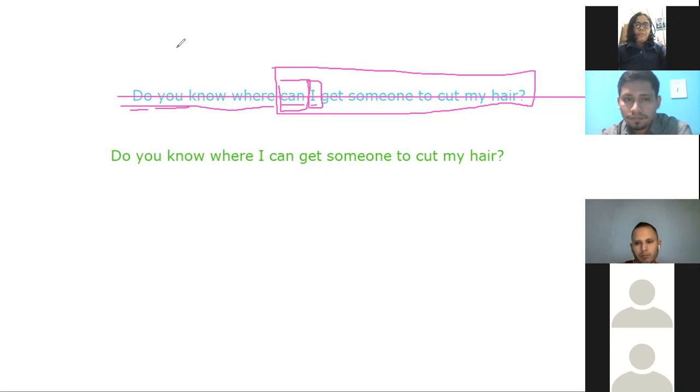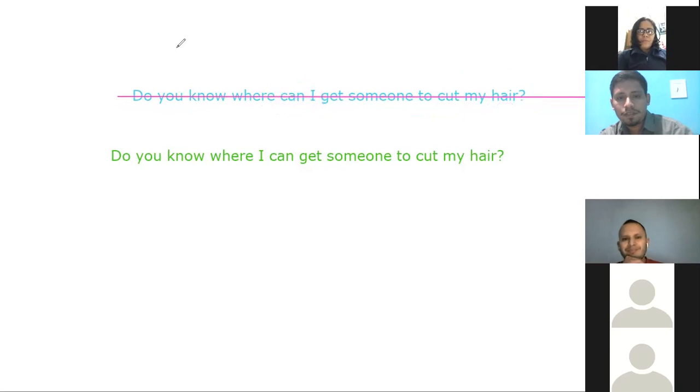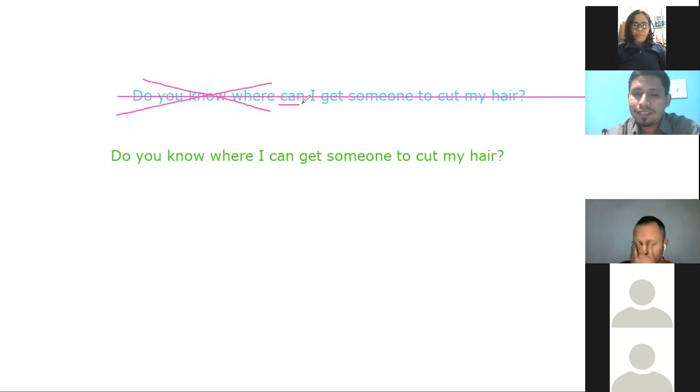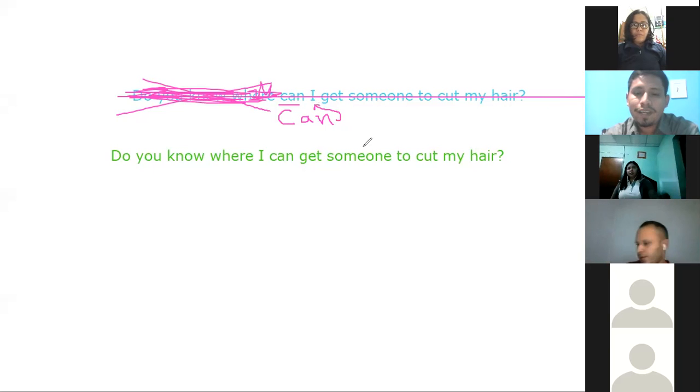We need to be careful with it, because if we do it this way, like "Can I," yes, it could be correct if we omit this part. If we omit this part, we can use "Can I get someone to cut my hair?" because this is the main question in this case. Remember that if I use "can," we have to use a capital letter: "Can I." In this case, we can do it this way, because it's a main question.